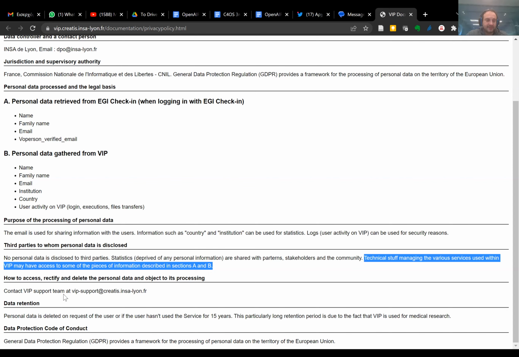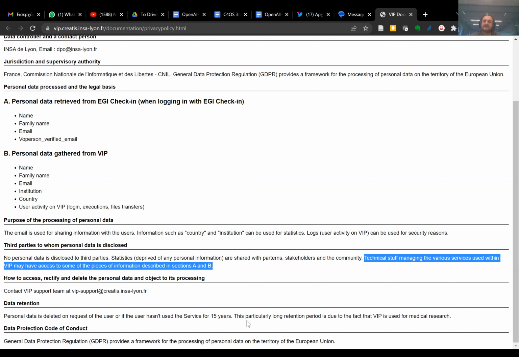Contact VIP support team, that's fine. Personal data is deleted on request of the user. 15. Yeah, I think that's fine. The question is, if it is being used, how long is it going to be retained?